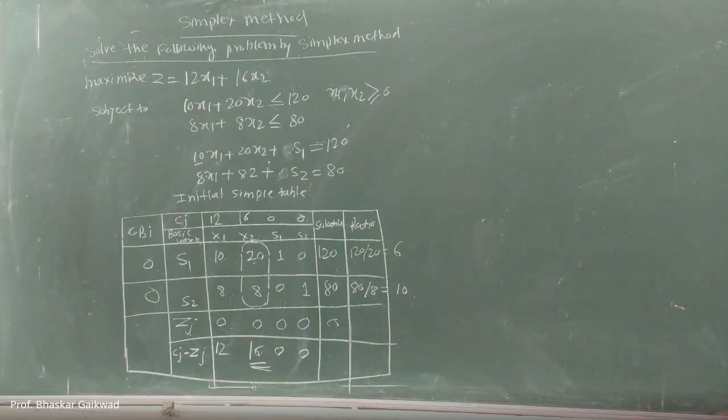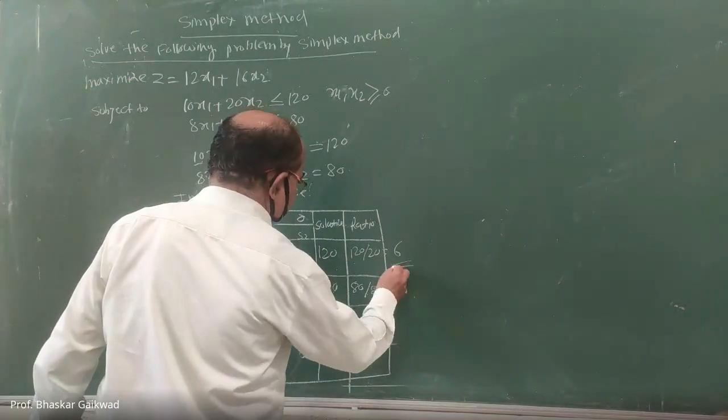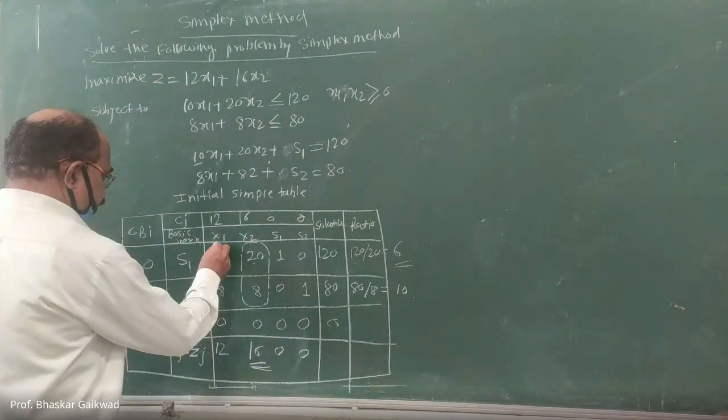Now 6 and 10, this is the ratio. Out of this ratio, here you have to consider the minimum. When the maximum condition is there, you consider the minimum, and when the minimum condition is there, you consider the maximum. Just reverse. So which is the minimum here? The 6 is the minimum. So this is given.